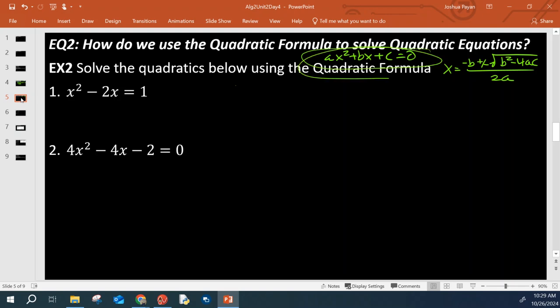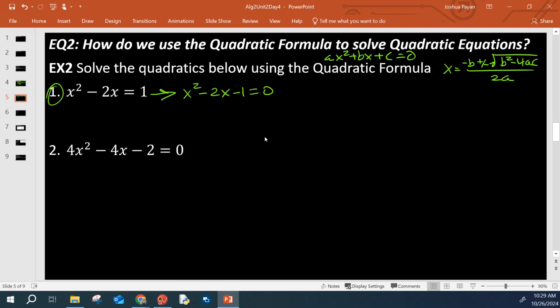So first word of advice, every time that we use the quadratic formula, we need to be in standard form, right? So on this first example, we see clearly we are not in standard form because we are equal to 1 and not 0. Easy fix though, I'm just going to subtract 1 from both sides. So now I have x squared minus 2x minus 1 equals 0.